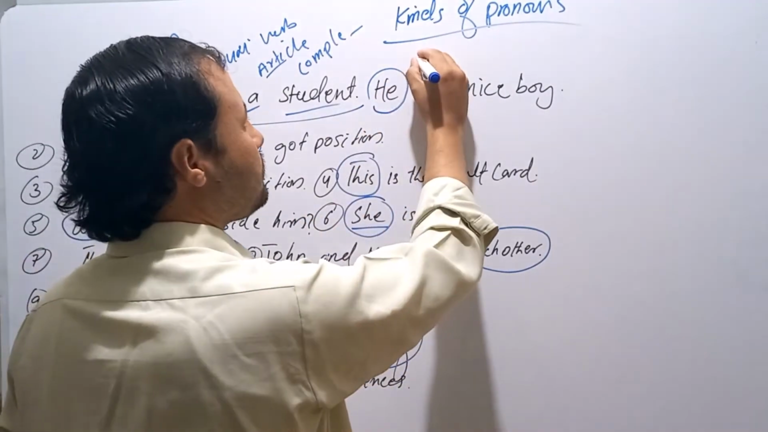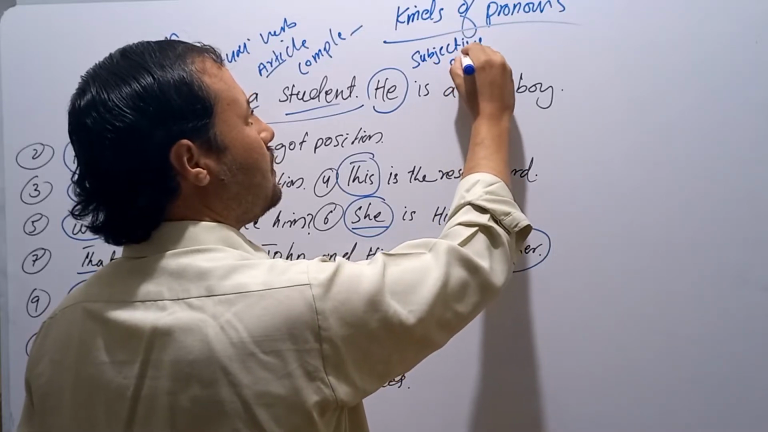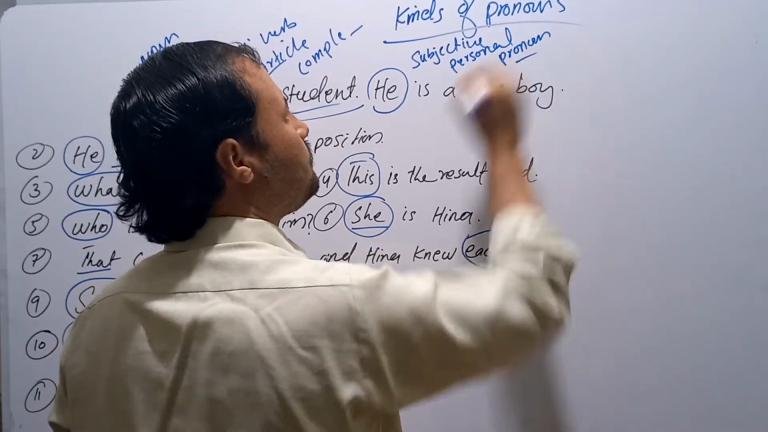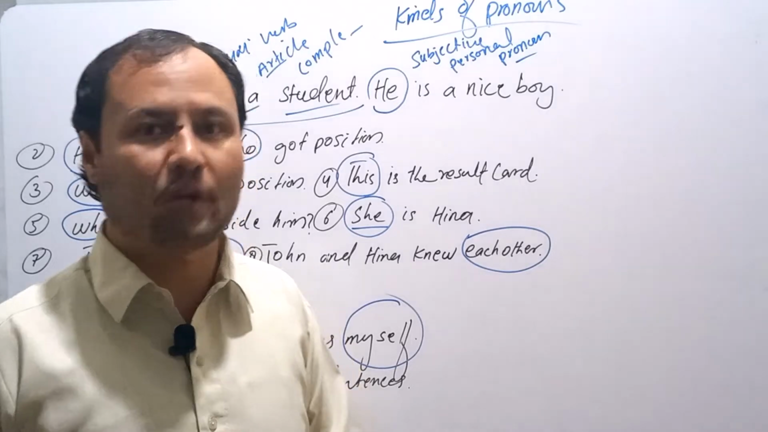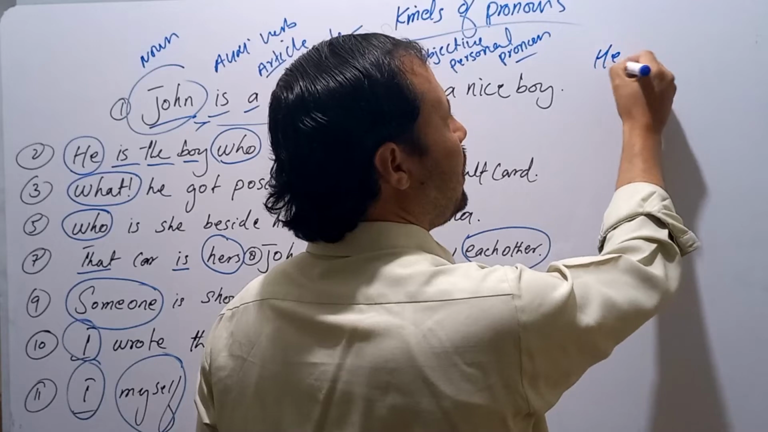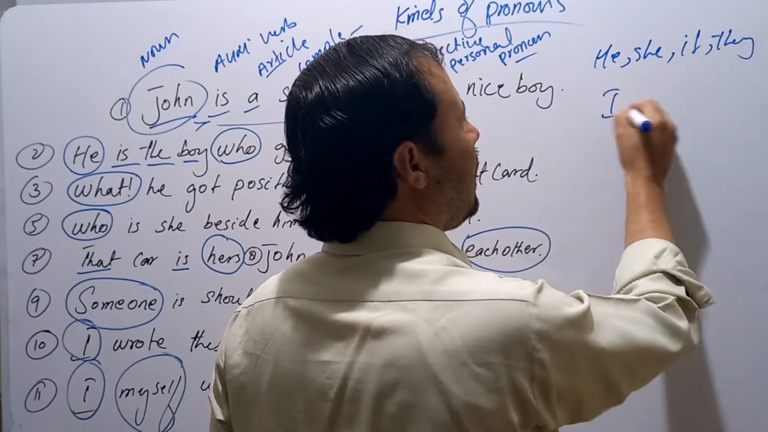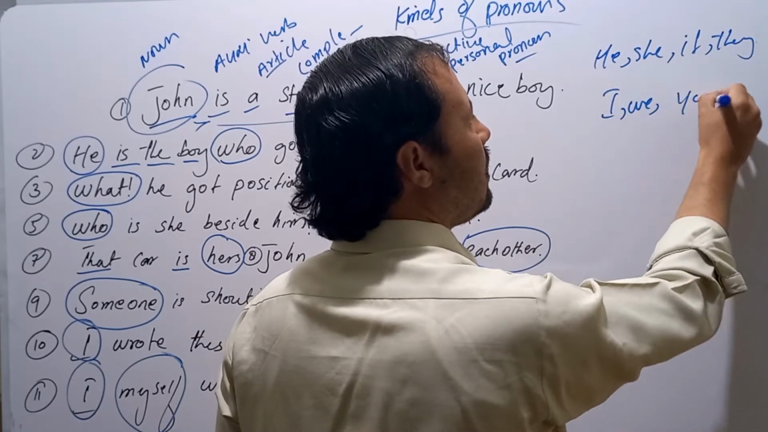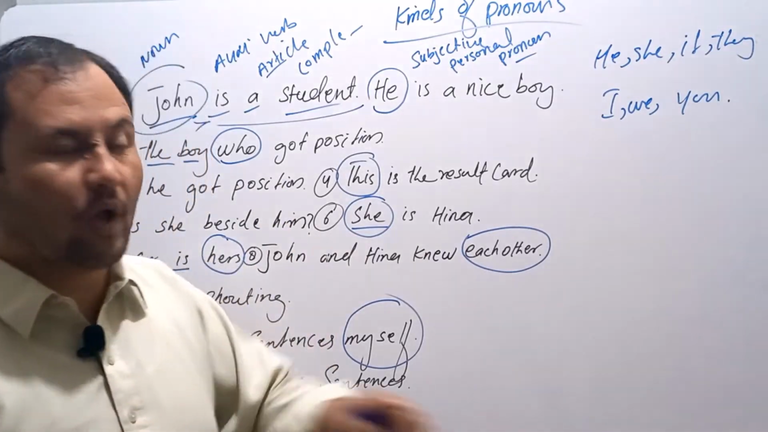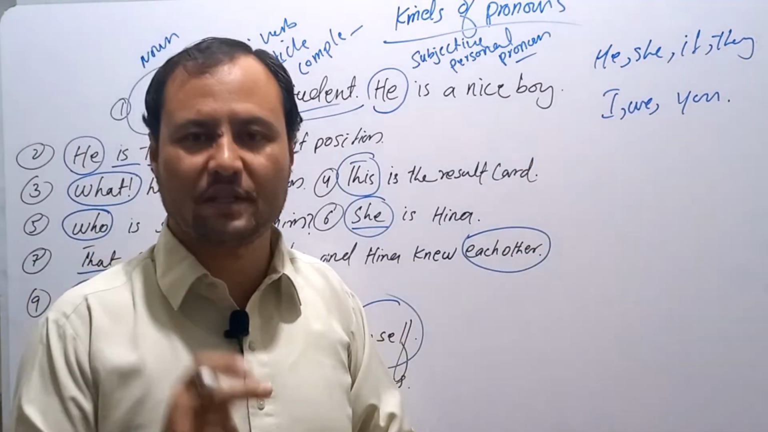He is called subjective personal pronoun. It is a subjective personal pronoun. Now, where is the subjective personal pronoun? There are 7 subjective personal pronouns, like he, she, it, they, I, we, you. They are subjective personal pronouns. Why do we call them subjective personal? Because they are used in place of a person. That's why we call them subjective personal pronouns.